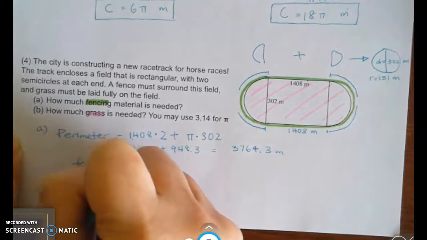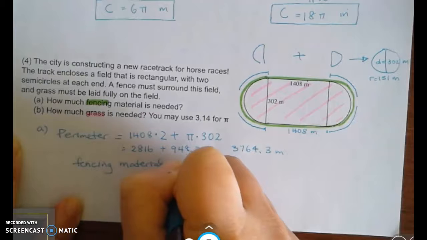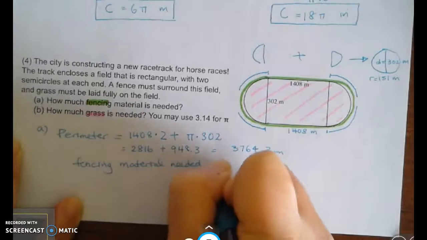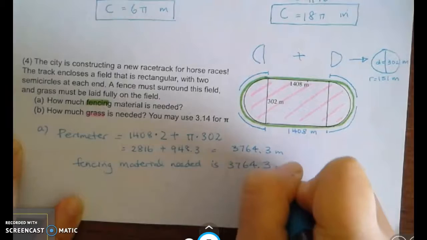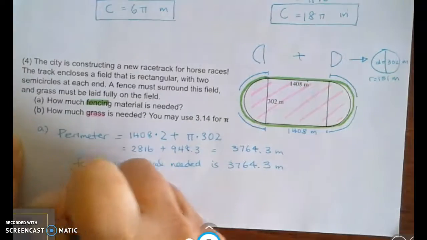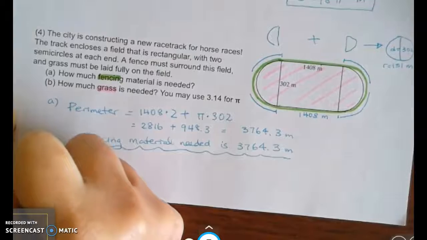So the fencing material needed is 3,764.3 meters of fencing. Okay. All right, then let's do B.